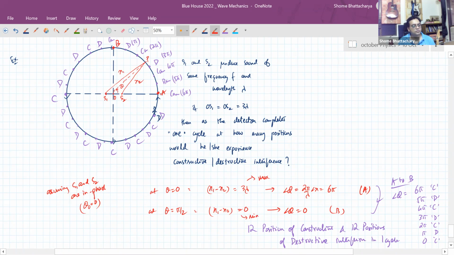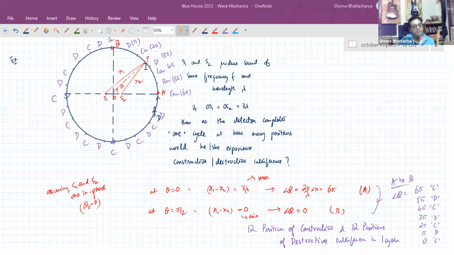Every time you go from this kind of position, even in the second quadrant, as you go from pi by 2 to pi, your path difference is increasing from 0 to 3 lambda. Now suppose S1 and S2 had some initial phase difference, then A would not be a point where the phase difference would be 6 pi. It would be 6 pi plus phi naught or 6 pi minus phi naught. But as you're going along the circle, your phase difference is going to have that same range. The maximum value is 6 pi and the minimum value is going to be 0.